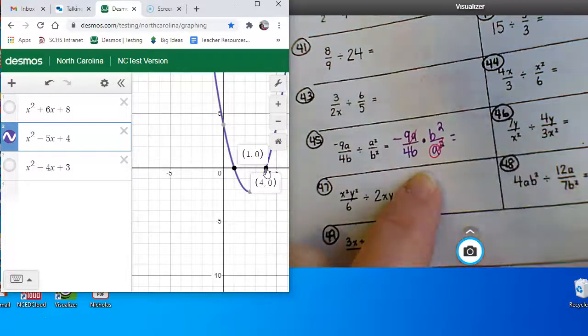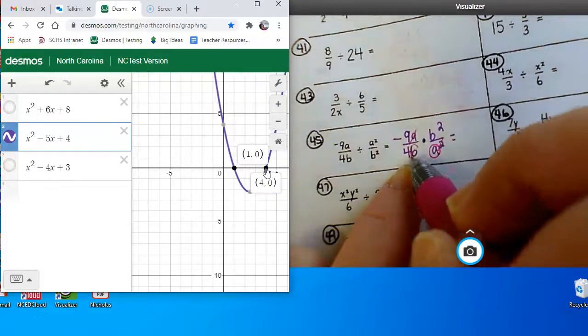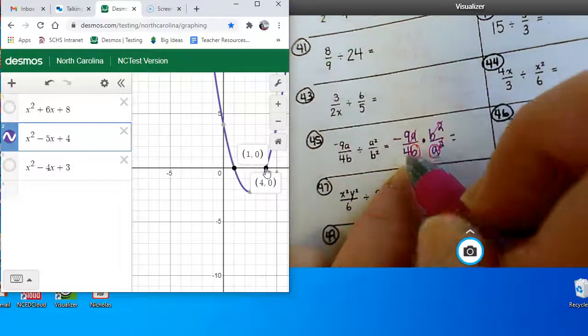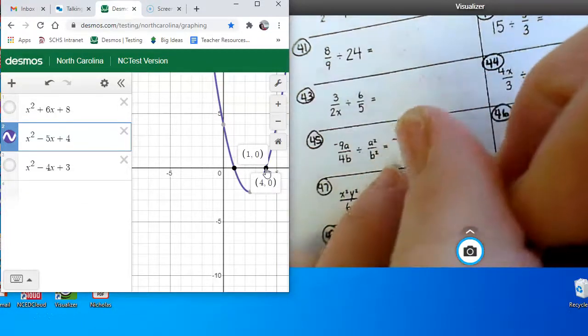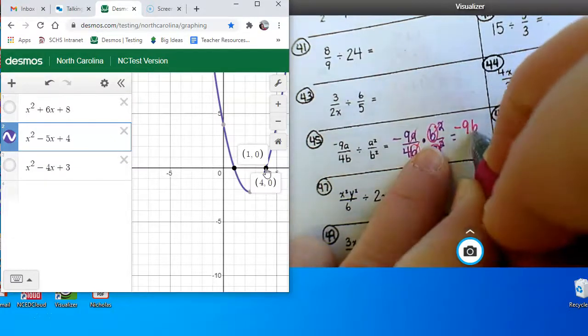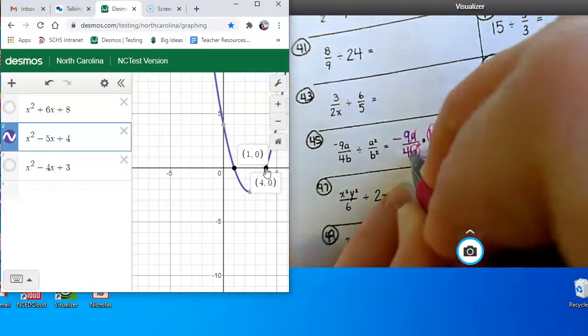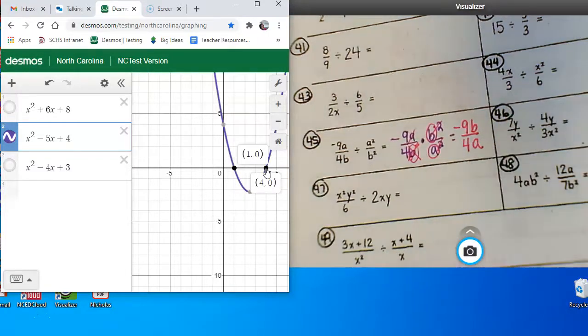So that A's still there. I can get rid of one of these B's. That B's still there. Oh, nope, I'm getting rid of that one. This one is still there. I'm sorry. And then the negative 9 and 4 stay. So I'm left with negative 9B over 4A. So keep, change, and flip. See what you can get rid of, and then go from there.